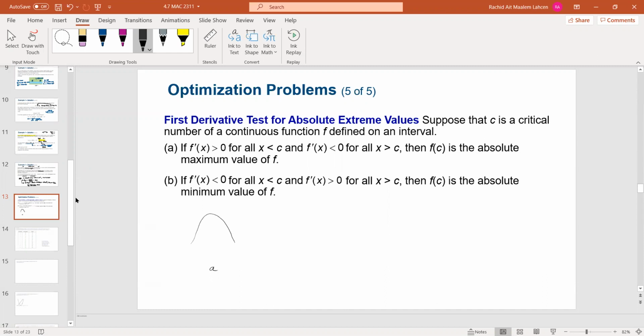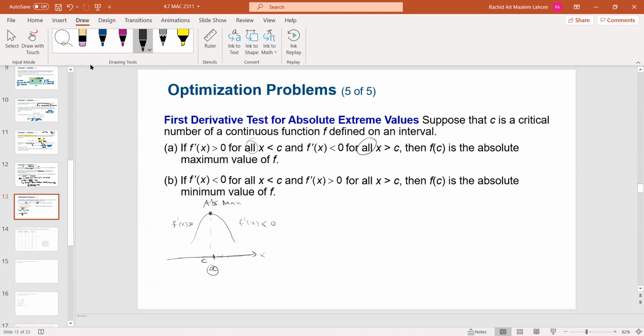So A, if f prime of x is positive for all x less than c, so all the x's less than c, we have this case, and f prime of x is less than 0 for all x greater than c, which is this side. And of course here the word is all. So when we say all, then it means now we don't just say we have a local maximum, but we have an absolute max there.